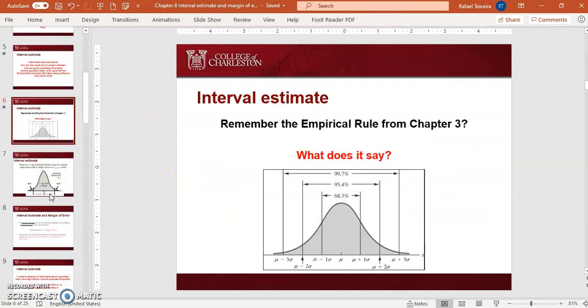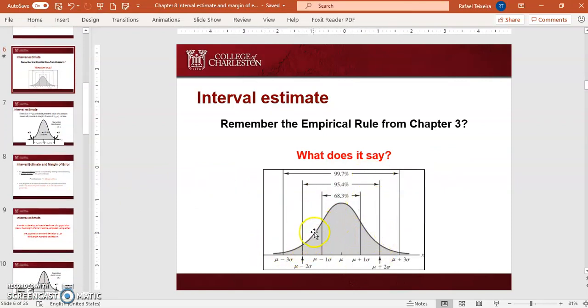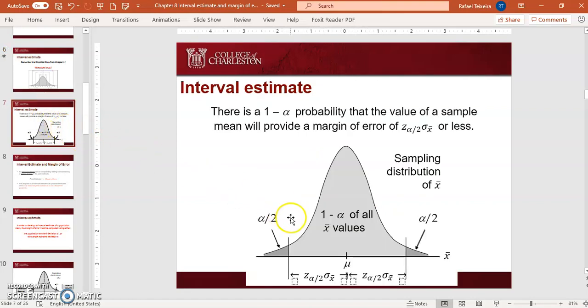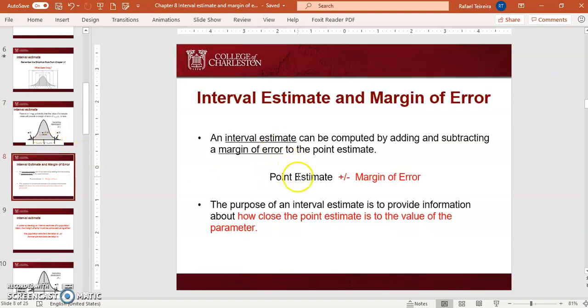Remember the empirical rule from chapter 3. What the empirical rule is saying is, if you have a normal distribution, at the center you have the mean, and plus and minus 1 standard deviation, you have 68.3% of all values in the distribution. Plus and minus 2 standard deviations, you have 95.4% of all values in the distribution, and so on. We're going to use this concept to build intervals, which have a mean at the center and a lower and an upper limit, using standard deviations of the sample mean, which you learned in chapter 7. Very similar to what you did in chapter 7, but we're going to add some additional elements.